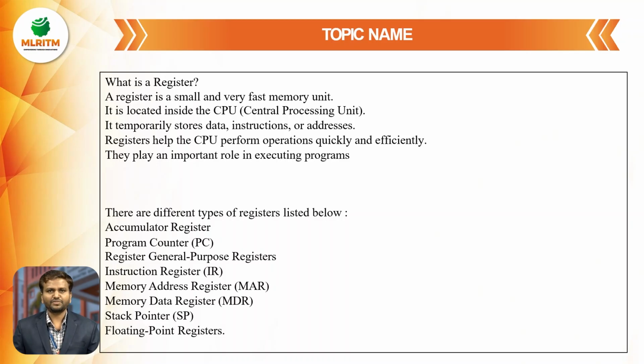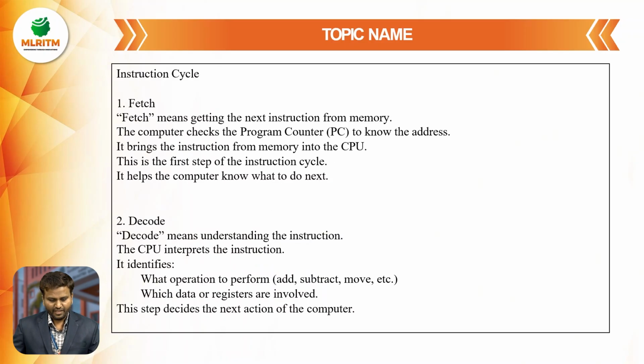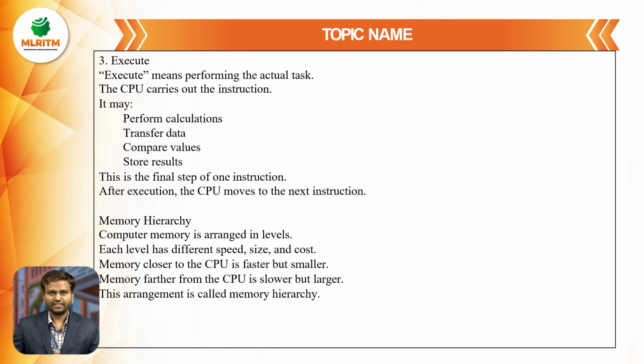We have various types of registers: accumulator register, program counter, general purpose register, instruction register, and memory address register, which is called MAR. MAR is nothing but the memory address register. Then there is the memory data register, which is MDR, and the stack pointer and floating point registers. With these various types of registers, the instruction cycle consists of fetch, decode and execute. These three steps are followed by the CPU.